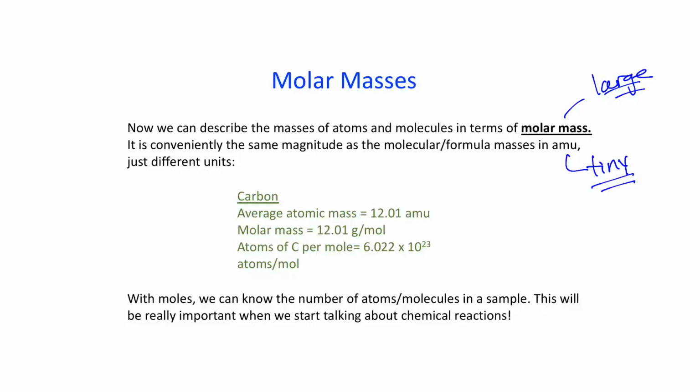If you're talking about an individual atom, then you want to be in units of AMUs. If you're talking about the larger quantity of a mole, lots of atoms in that case, then you're going to be in units of grams per mole. We are going to use the unit of moles and molar mass forever now.